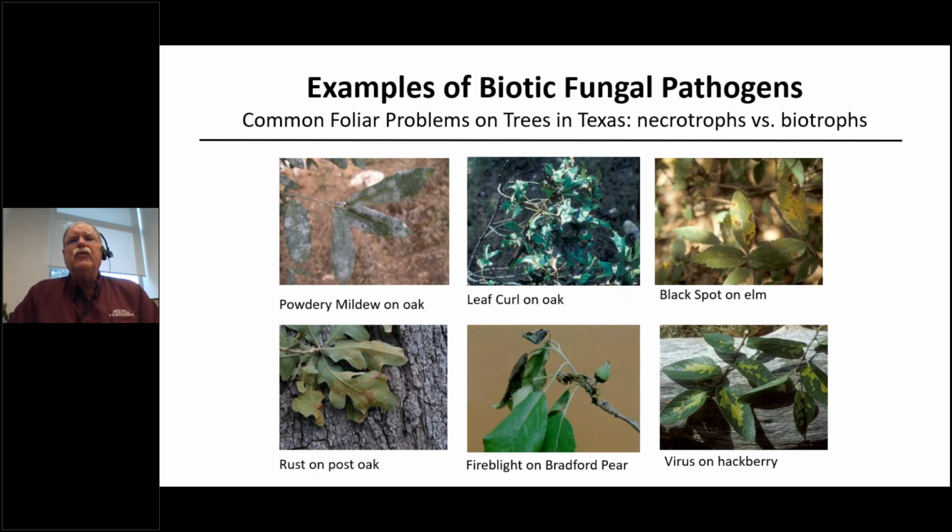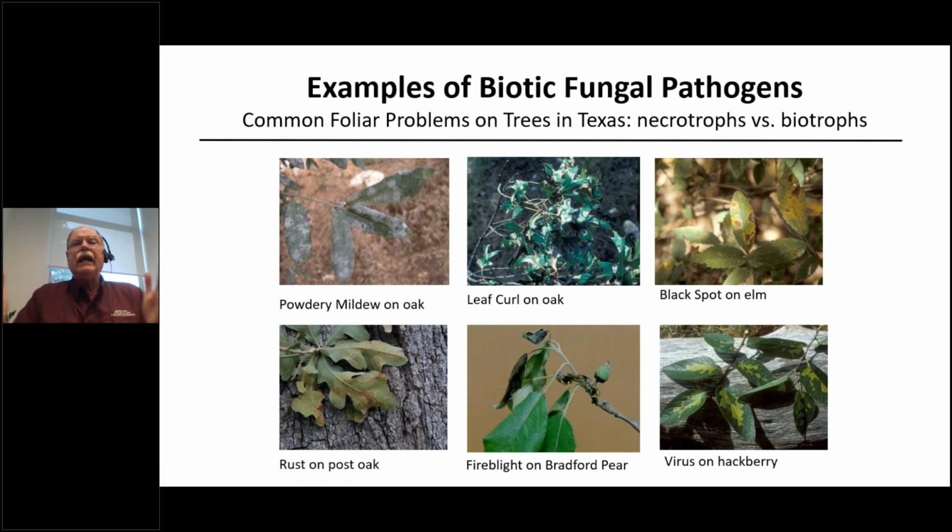Okay, some examples of biotic fungal pathogens, necrotrophs and biotrophs, would be powdery mildew. I already said that it's a biotroph. Leaf curl would be a necrotroph. Black spot on elm is a necrotroph. Rust on post oak, however, is a biotroph. These are called rust diseases. A lot of you have noticed this disease on the lower portion of post oaks some years. Some years we have it, some years we don't. And this rust disease is what we consider to be a biotroph. Fire blight, necrotroph. Virus, a biotroph.